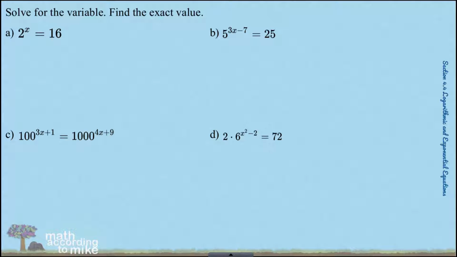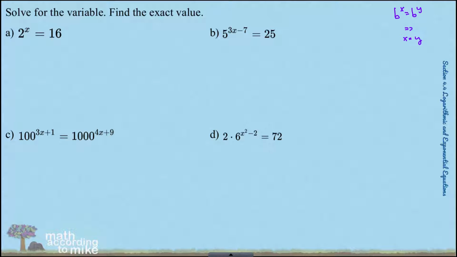We're going to solve for the variable. We're going to find the exact value. Well, all four of these are done the exact same way because they are all of the same type. We can write both sides as the same base. So if you have b to the x equals b to the y, that implies that x equals y.